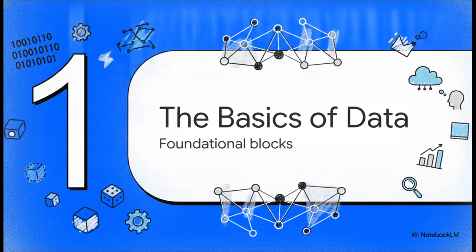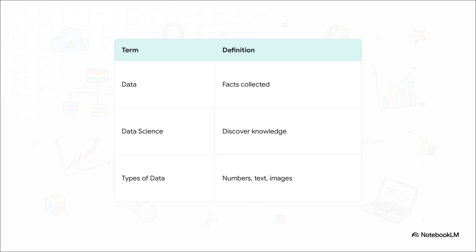Section 1. The basics of data. The foundational building blocks. So, let's look closely at these foundational concepts. First up, what are we actually dealing with? Well, data basically means information or facts that are collected for a specific purpose. Think of it as your raw material. Next, what do we do with it? Data science is the process of using that data to discover useful knowledge and actually solve real-world problems. And finally, what does it look like? The types of data include numbers, text, images, audio, and videos. Notice how active this all is, right? We're collecting, studying, and solving.